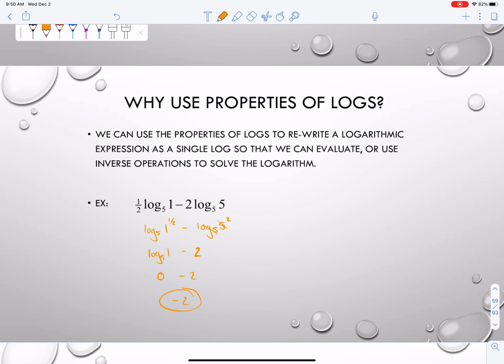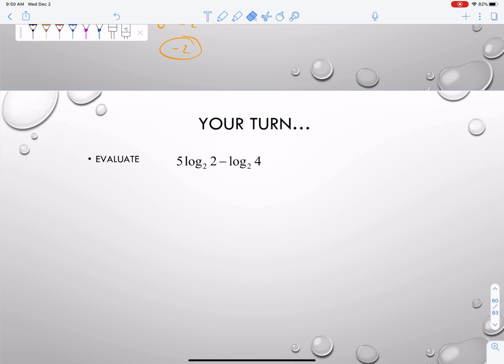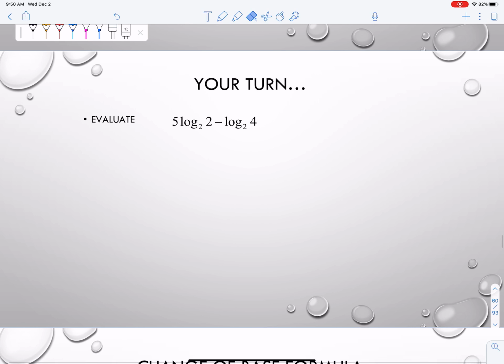All right, when we're dealing with logs on both sides, I do need to work to condense to a single log usually. Okay, so let's take a look. I've got another one here for you guys to try. You guys can do that on your own. I'm not going to go through and do a second one of those right now.